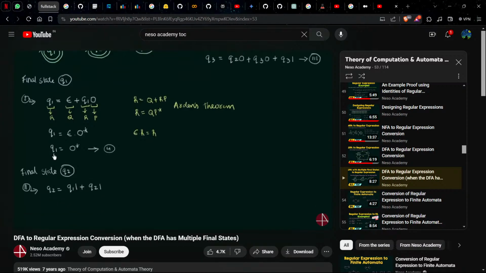Now we see that we already found the value of q1 to be 0 star. So I'll substitute this value of q1 in this equation. So q2 is equal to q1 replaced with 0 star, and this one can be written as 1 itself, plus q2 1. And how do we get this? By putting the value of q1 from equation number 4.